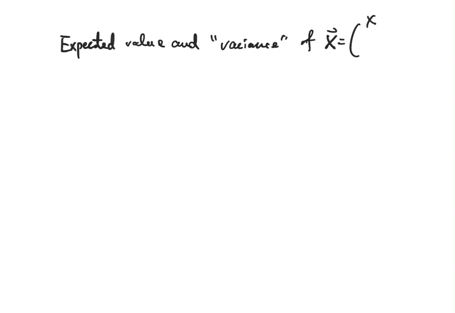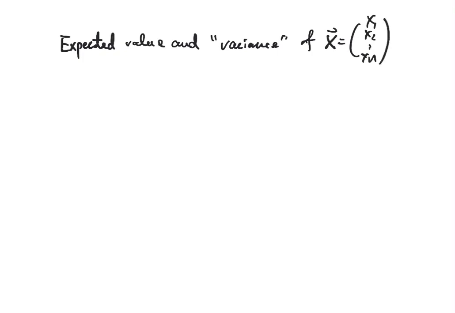the expected value and the variance of a vector of random variables.